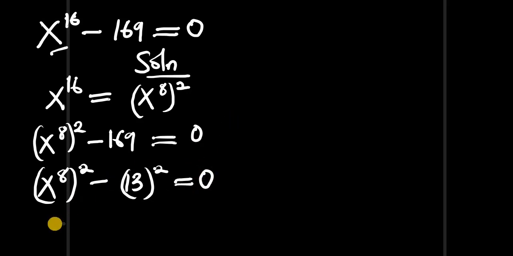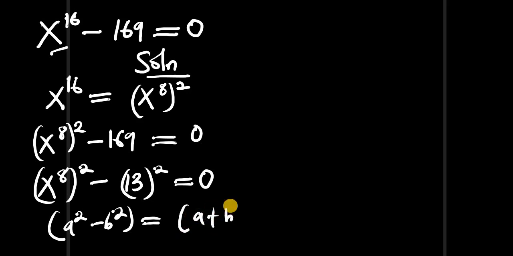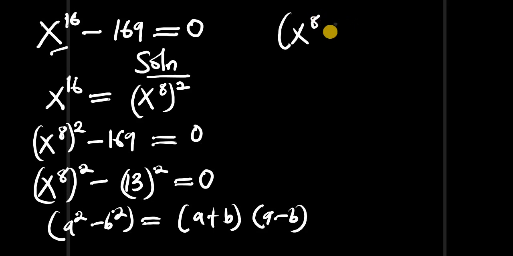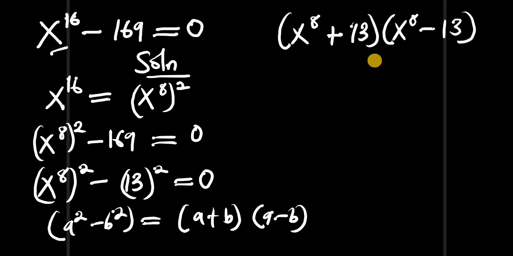If we make use of difference of two squares, a squared minus b squared is simply equal to a plus b times a minus b. Then this will give us x to the power of 8 plus 13, then we have x to the power of 8 minus 13. Now, what is the next thing?